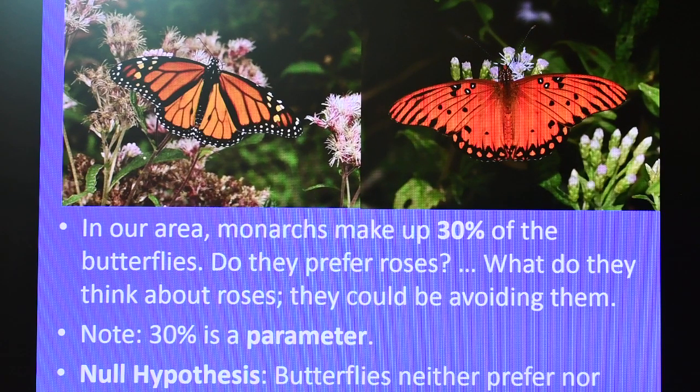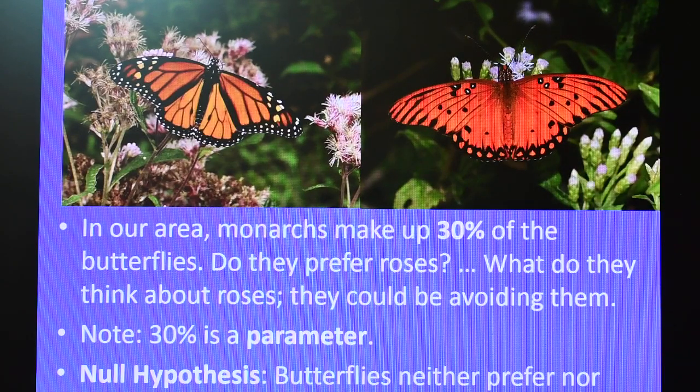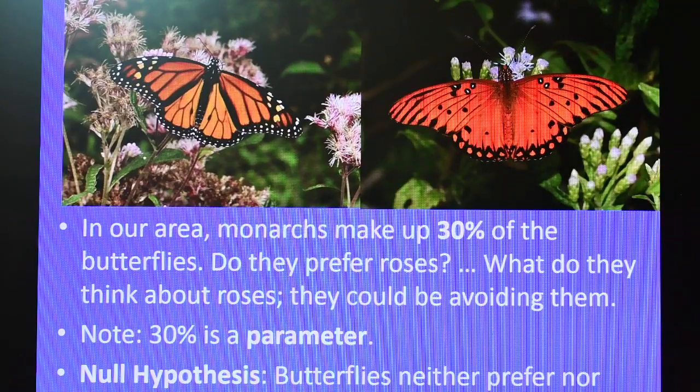So in this case, you might say that the monarch butterflies neither prefer nor avoid roses. In other words, they're just going there at random. And if you think about what we're doing with the binomial distribution, we're actually modeling this random scenario. If they're 30% of the population, then 30% of the time they're going to go to roses, right? If they have no preference, they just go there at random. So if you counted butterflies all day, close to 30% of the ones on roses are going to be monarchs if they're 30% of the population.